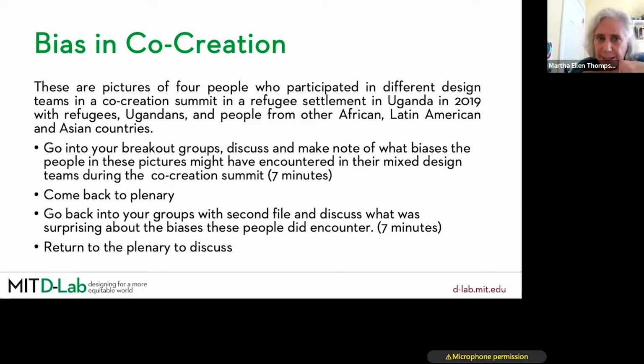Then we're going to ask you to come back here to get another file. You'll go back into your groups with the second file, and the second file will explain, in the words of each of the people in the picture, what were the actual biases that they did encounter. And then we will call you back to the plenary. So you'll go out to your breakout rooms, look at the pictures, come back, get the new file, go back to your groups with the file which will explain the biases that actually happened, and then come back to plenary. We had 7 minutes here, but it will be 6 to 7 minutes each time you go into your breakout room. Are there any questions?